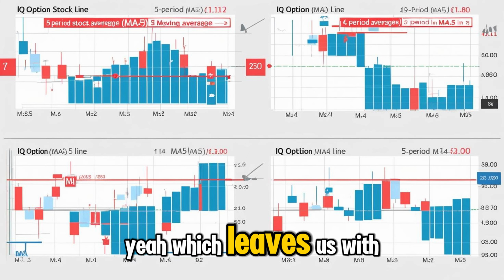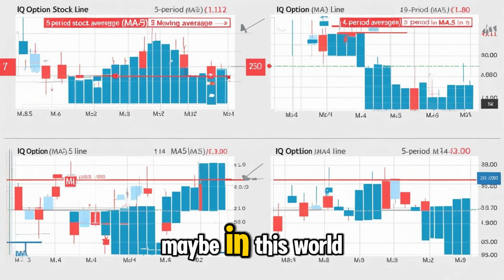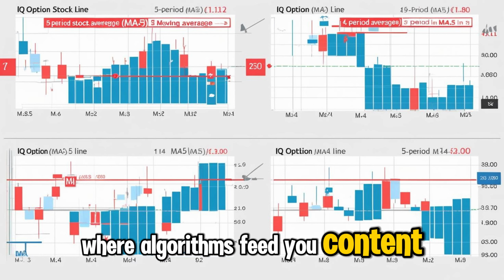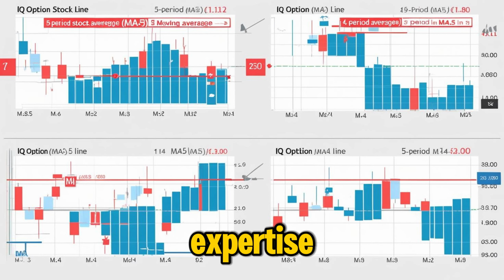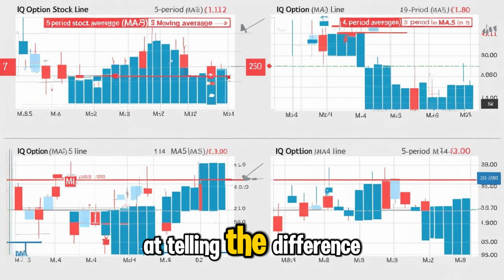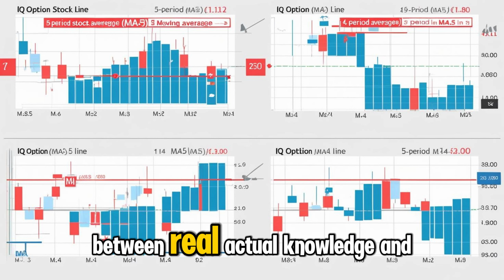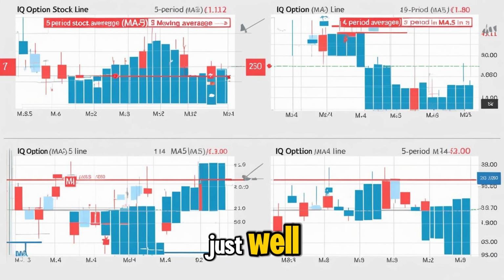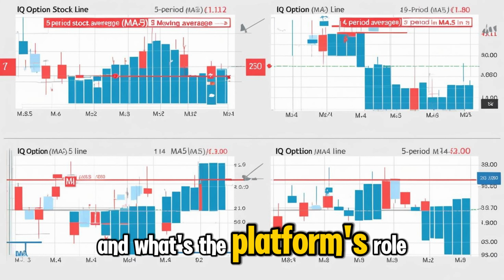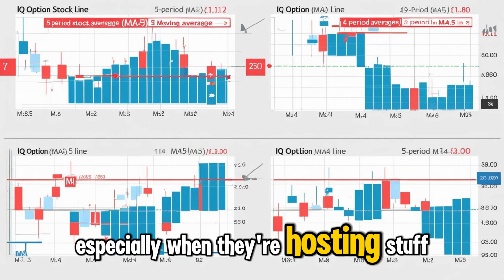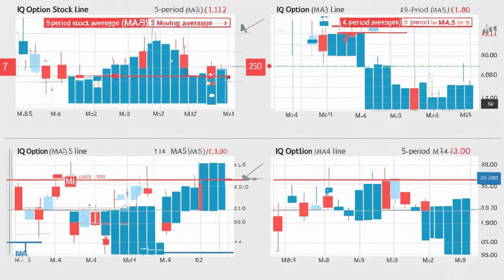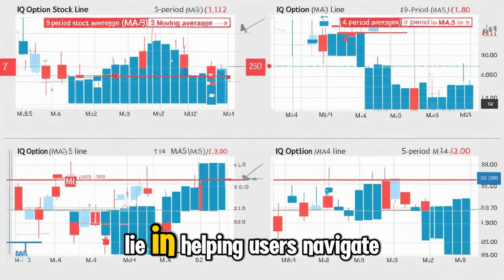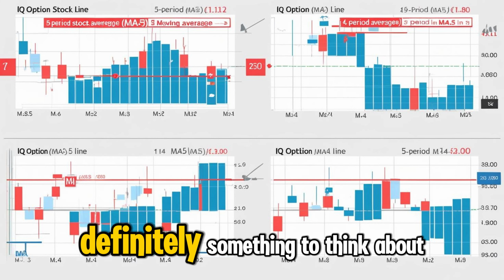Yeah. Which leaves us with a final thought, maybe. In this world where algorithms feed you content for you, mixing celebrity gossip with niche expertise, how do we get better at telling the difference between real, actionable knowledge and just, well, aspirational marketing? And what's the platform's role in that, especially when they're hosting stuff they label as potentially irrelevant or AI-generated? Where does their responsibility lie in helping users navigate that? Definitely something to think about.